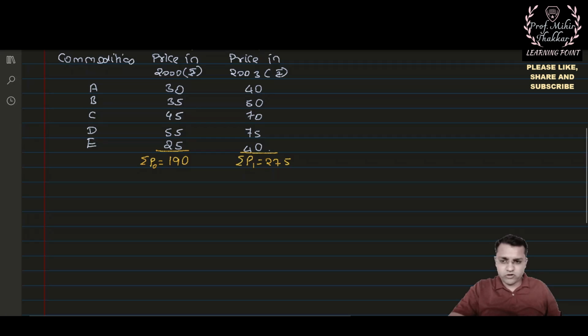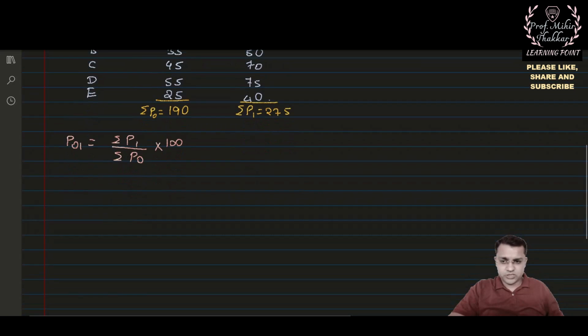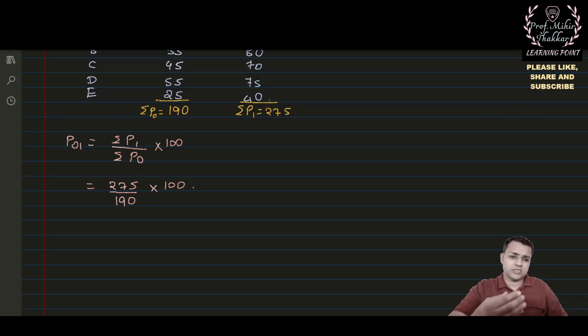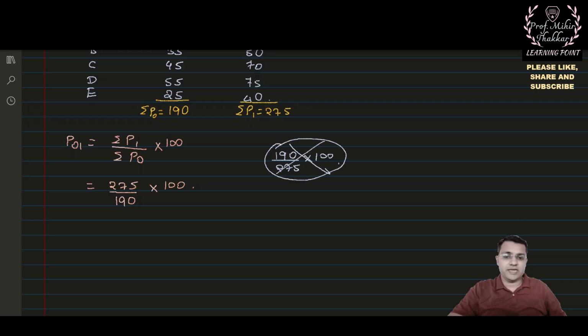Then we will always write our formula whenever we are calculating. So I will get over here P01 is equal to summation P1 upon summation P0 multiplied by 100, which is actually 275 upon 190 multiplied by 100. Now a very common mistake that students make while writing the paper in a hurry is to write it like this: 190 upon 275 into 100, and they do the calculation, and this becomes completely wrong because the formula is summation P1 upon summation P0. So the P1 value must come in the numerator and the P0 value must go in the denominator.